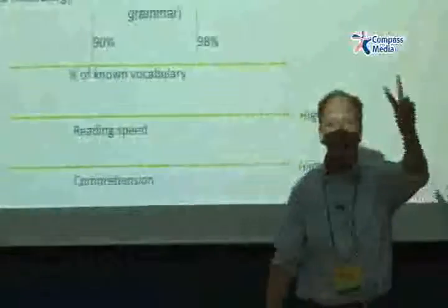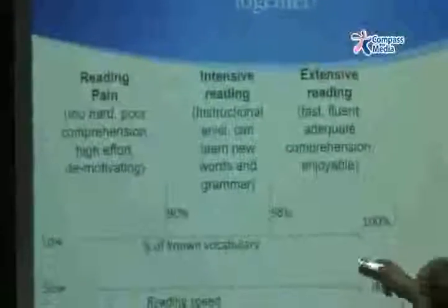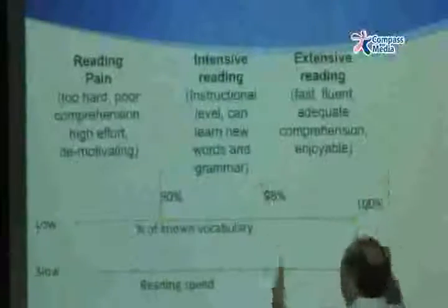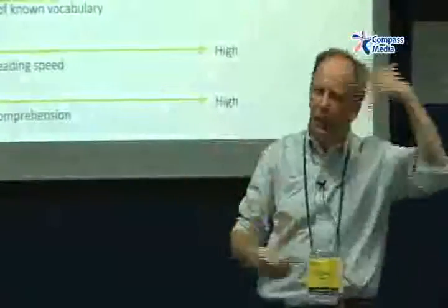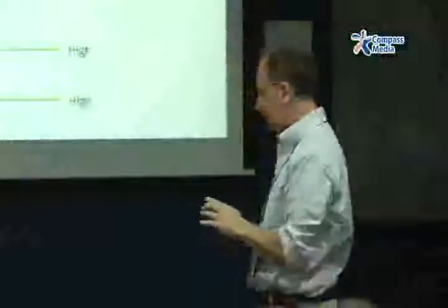If students know something over 98%, that is 2% or 1% of the words they don't know, 1 or 2 words per page, then they can read extensively. Fast, fluent, adequate comprehension, and enjoyable. And this here is the sweet spot for extensive reading. Relatively few words they don't know. Almost no words they don't know. They don't need the dictionary. They're able to read quickly, fluently, and so on. Build up their knowledge, and build up a sense of how the language fits together.